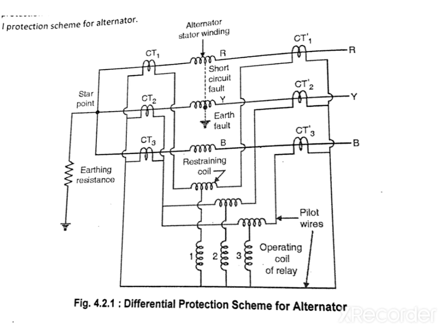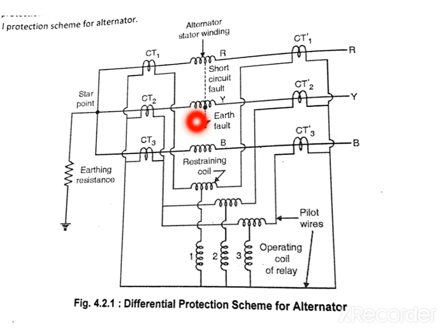If there is a short circuit between the R phase and Y phase, then the short circuit current flows through the loop. Due to this, the current through these CT secondaries is not equal. Due to this, a different current flows through operating coils 1 and 2. Due to this, the relays in these two sections will operate and send the trip signal to the circuit breaker, and the circuit breaker disconnects the alternator from the system.